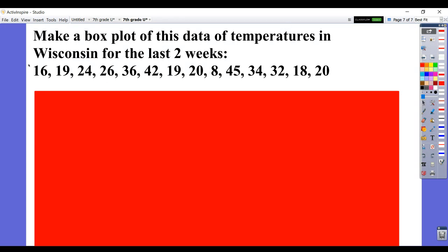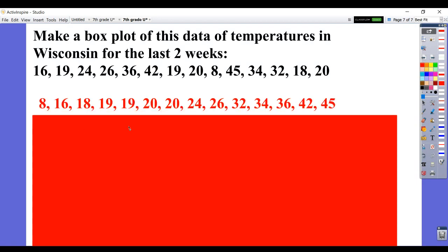So when you do the box plot, you're going to need to put that on that separate page or in your notebook. So the first thing you do, remember, to create a box plot is you put the numbers in order from least to greatest. So I did that. Then you're going to go ahead and find the median. Remember, the median is the middle value when those numbers are in order. So we're going to go ahead and find the median.